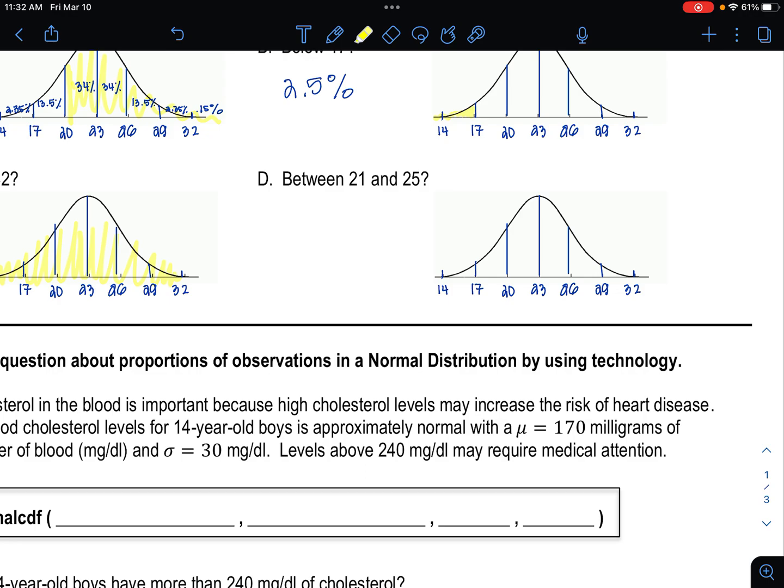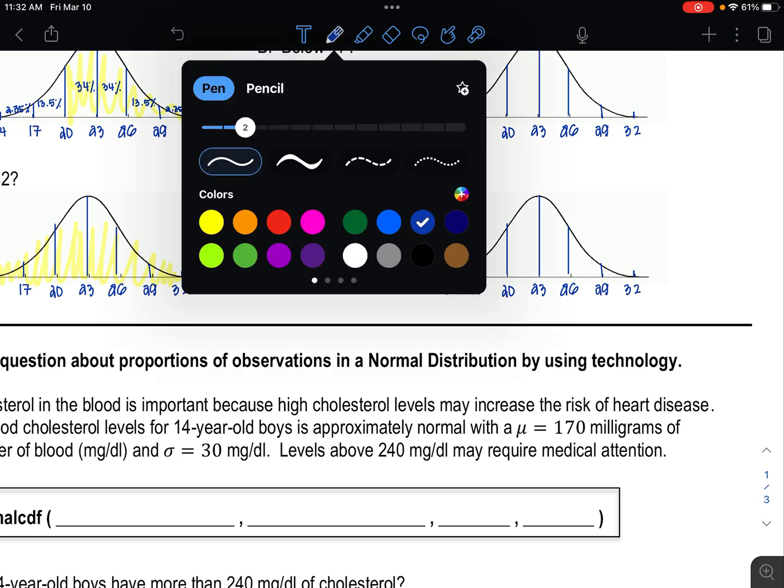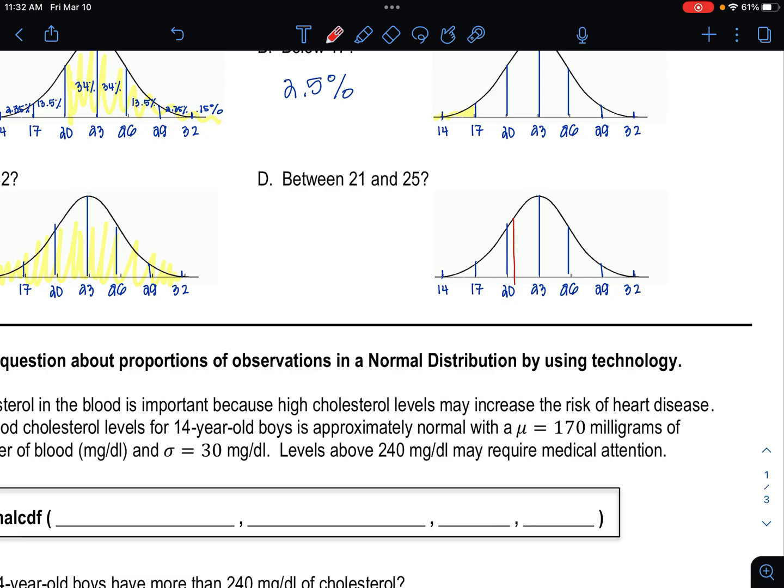And then last but not least, 21 and 25. So 21, let me get my red pen, is right here. And 25 is right here. So notice that this is not the empirical rule. So we can't use the 68, 95, 99.7 rule. It's less than 68%, even though this line's crooked, but you know.